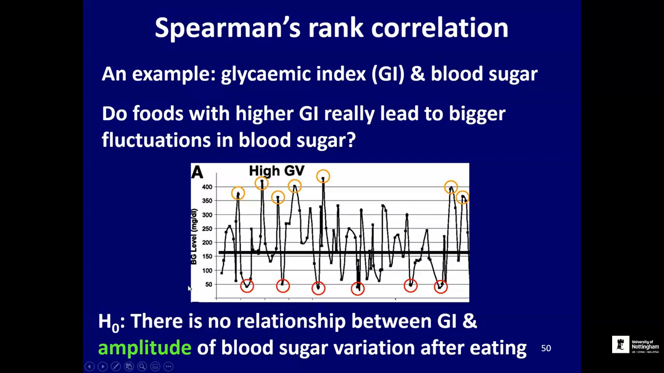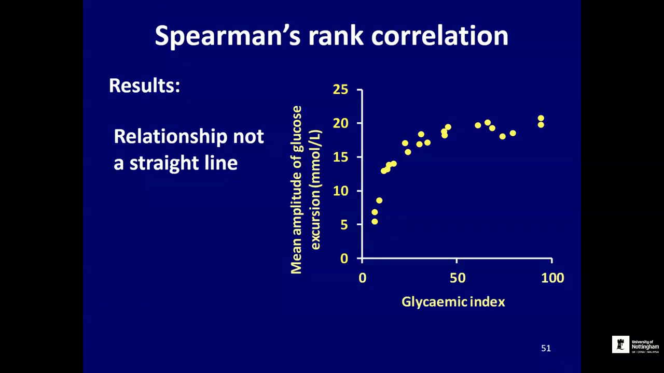So we're going to look at the null hypothesis that there's no relationship between the glycemic index of the food and the average amplitude of these fluctuations. In other words, the size of the fluctuations. Do we see a really spiky up and down response, or do we see a more damped response, which is maybe what we'd expect with a lower GI? Here is some data.